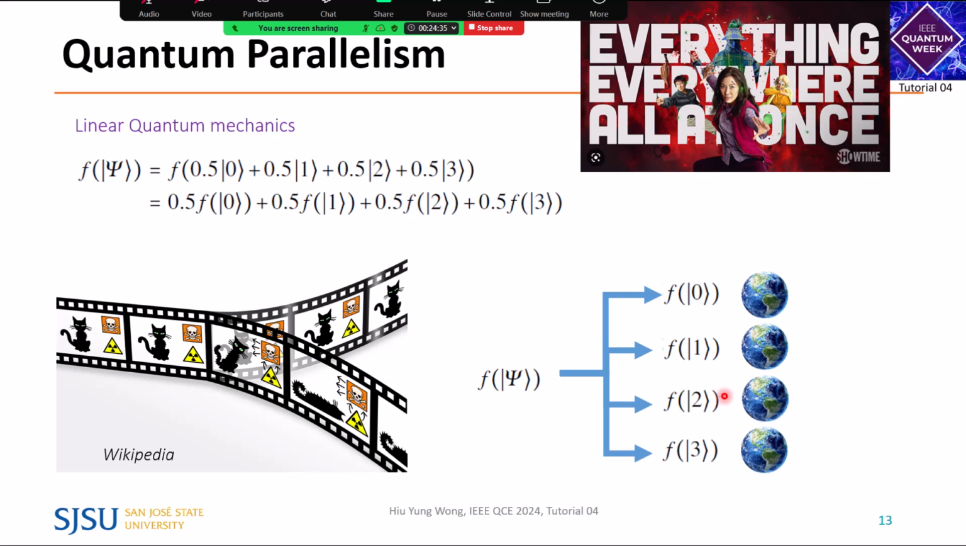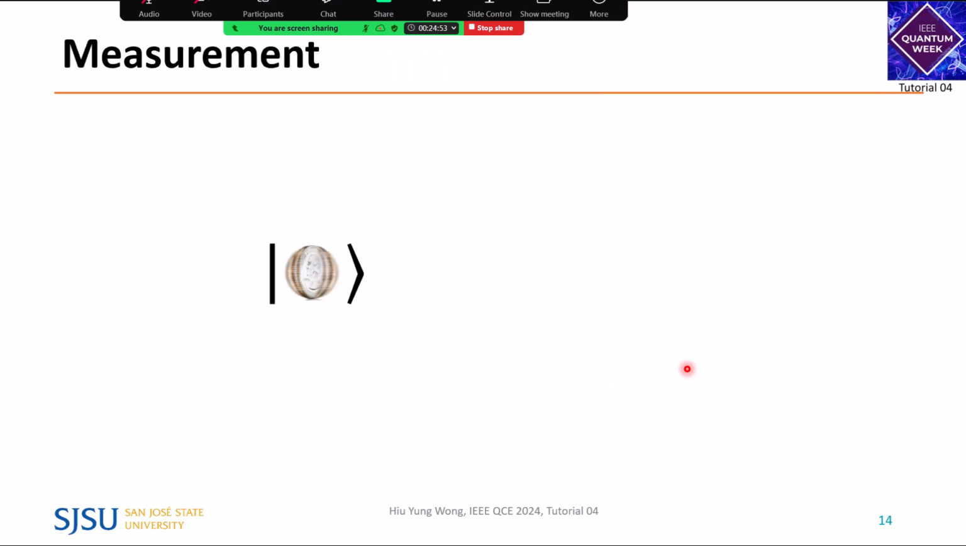Now, this is not a joke, because I believe the physicists and philosophers have been debating what is the meaning of this thing. This is a real, very philosophical question. But for engineers, we don't care. As long as we can use it and earn money, that is fine, right? So that is the power of superposition.